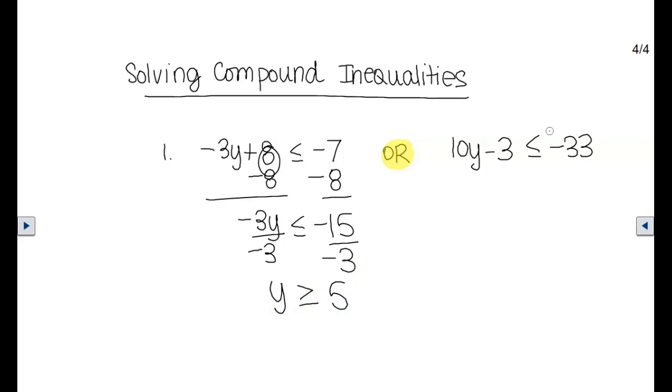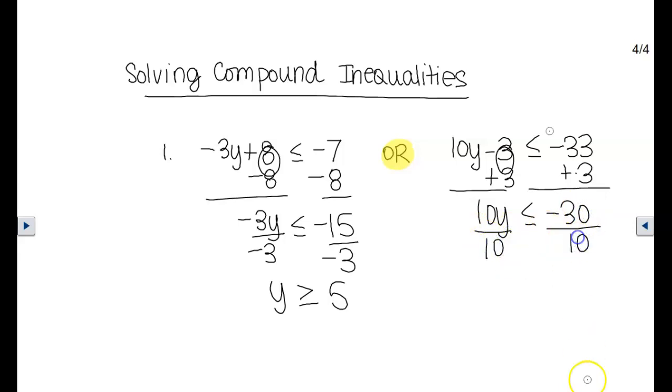Now, we go to our second inequality. 10y minus 3 is less than or equal to negative 33. To solve for y, the first thing you're going to do is solve for 10y. So to do that, we're going to add 3, add 3. We get 10y less than or equal to negative 30. And then to get y by itself, we divide by 10, divide by 10. We are not dividing by a negative, so we don't flip that sign. And we get y is less than or equal to negative 3.